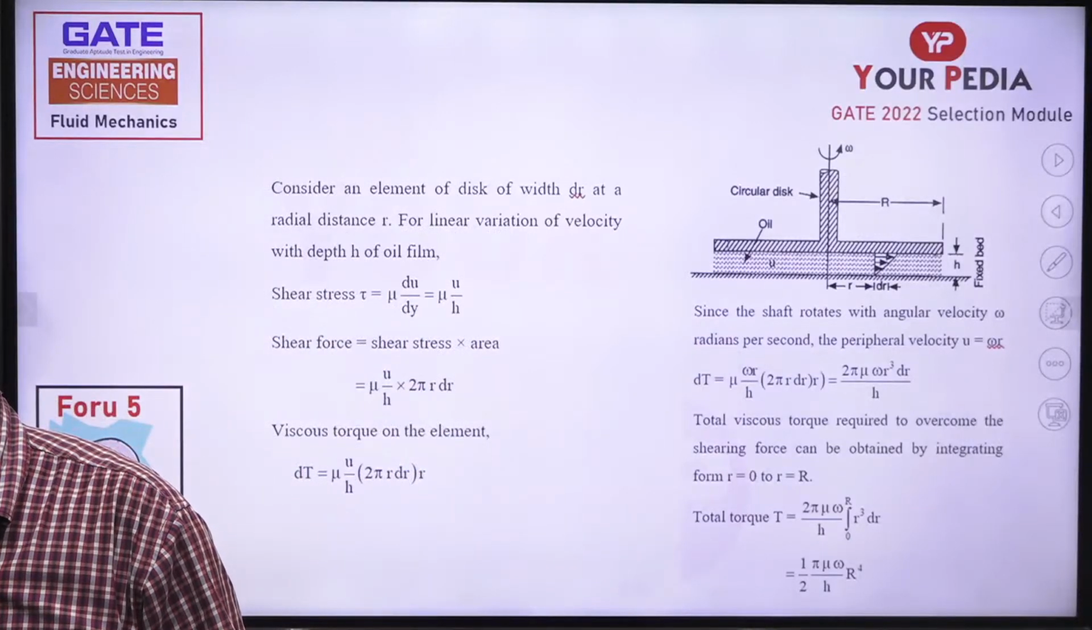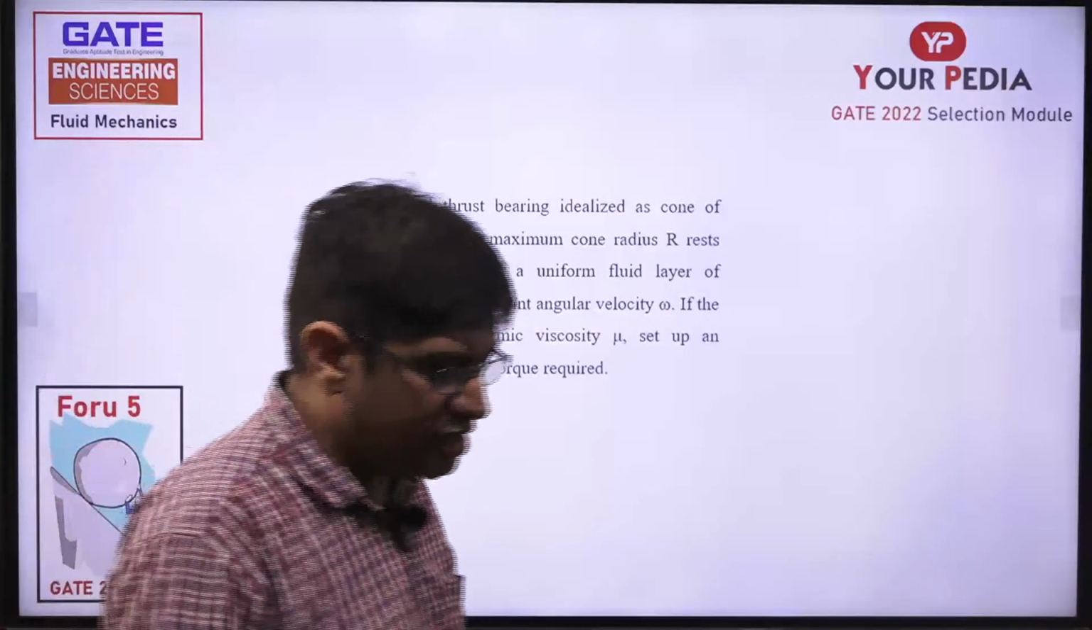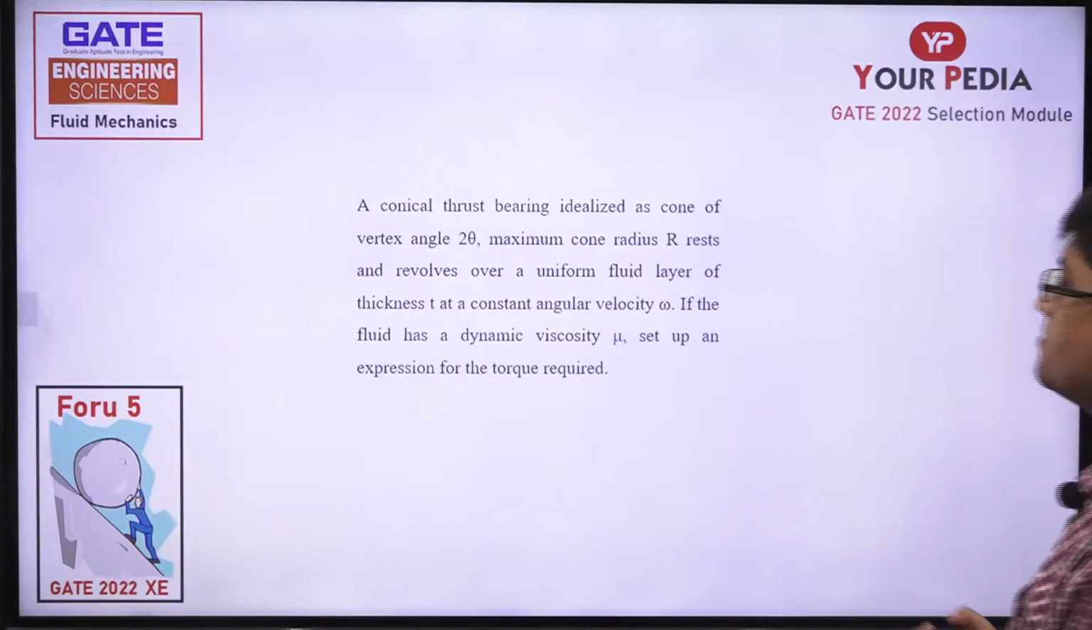Let me go to the third fundu or Foru question now. You are doing 5 Foru questions, 2 I have given you, and this is now the third question. Really good question from viscosity. A conical thrust bearing idealized as a cone of vertex angle 2 theta. So there is a cone of angle 2 theta.